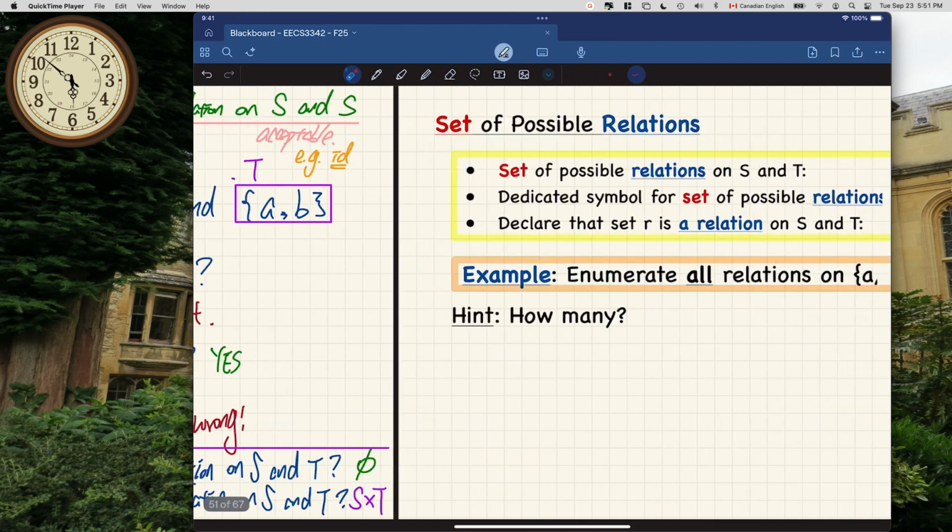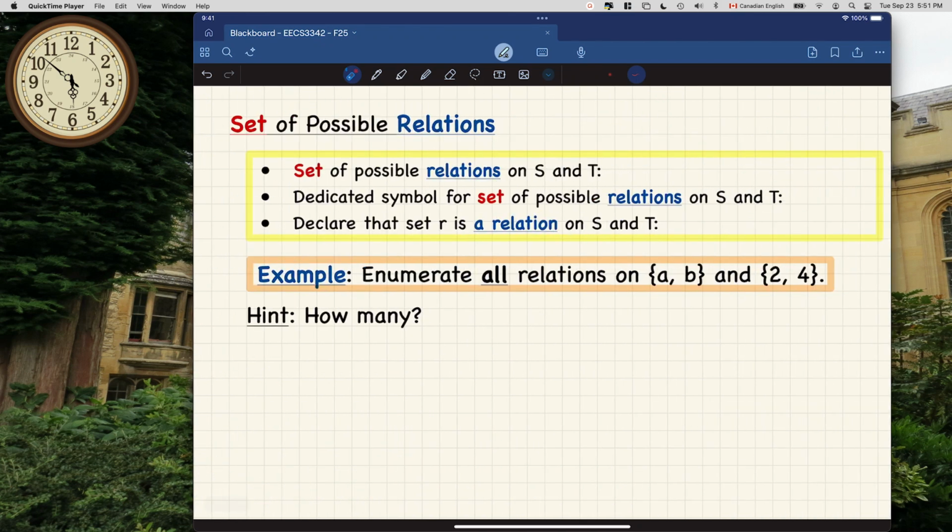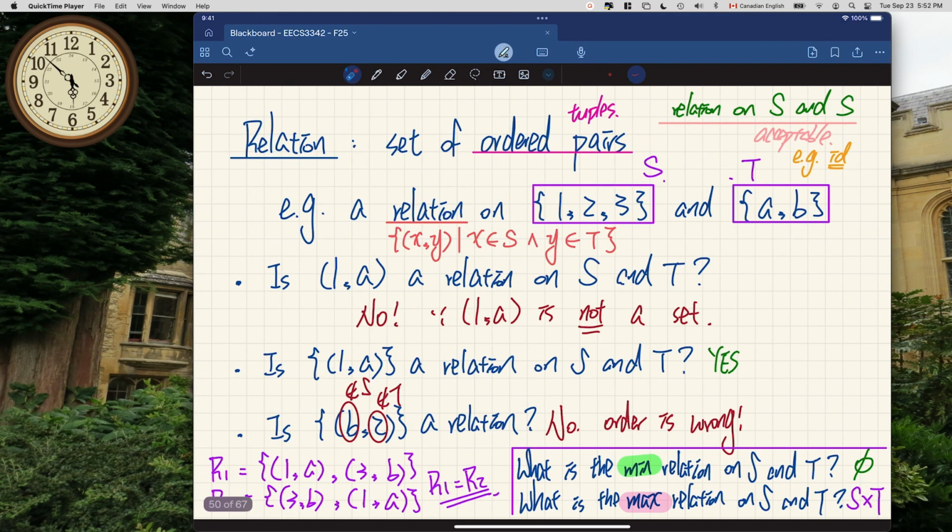And then, all right, let's now talk more about the notation here. Okay. So just go over one by one. Right here, we see 3 bullet points. Let's go one by one. Now, this is very important. How do we express the set of all possible relations on S and T? We know that this is a single relation, that's the minimum. This is another single relation, that's the maximum. How do we use a notation to express the set of all possible relations?